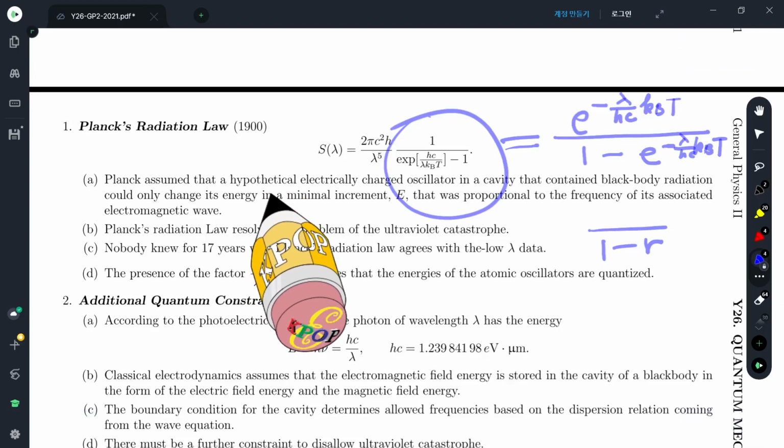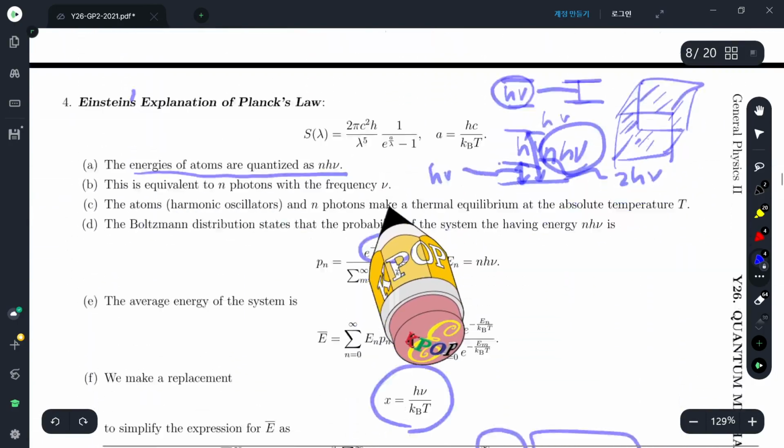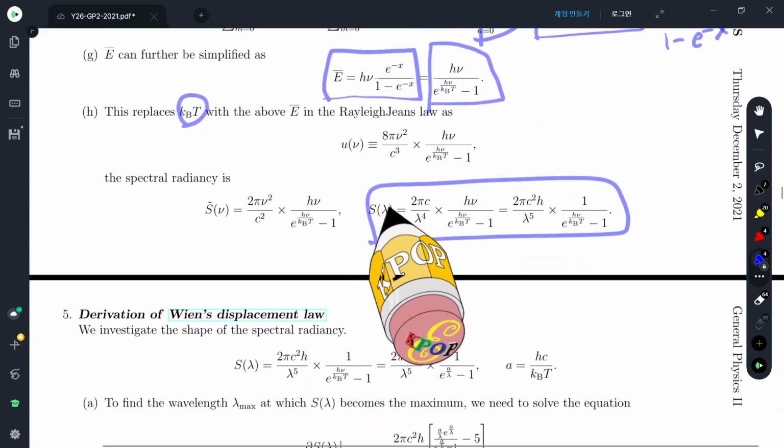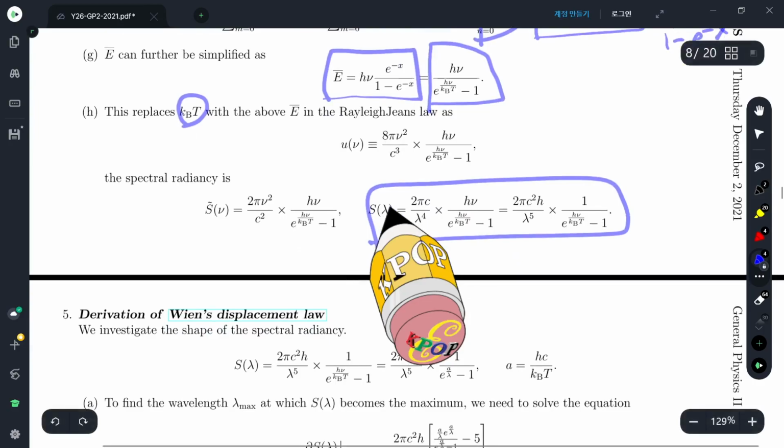This Planck's radiation law was fit to experimental data, and it was not explained clearly. Finally, Einstein solved this problem by considering the quantum effect.